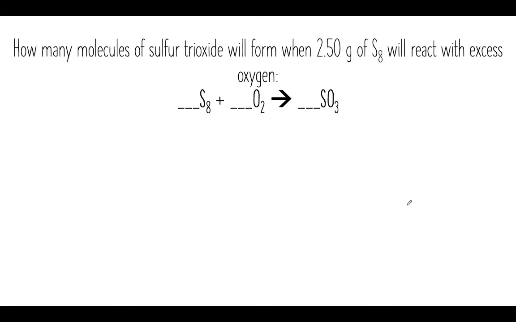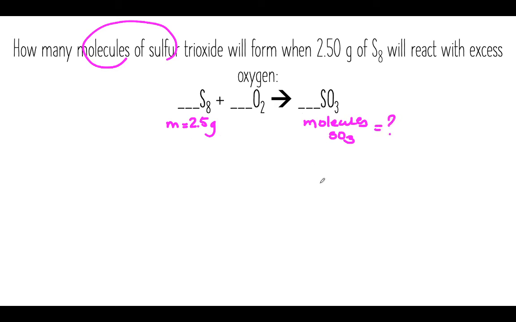Now, this next example is similar to the ones we've done previously. However, they're asking you for something a little bit different. So they're giving you the mass of S8, which is 2.5 grams. And they're asking you how many molecules of sulfur trioxide you will get if this much mass of S8 reacts with enough oxygen. So molecules of SO3 is equal to question mark. That's what I'm trying to find.